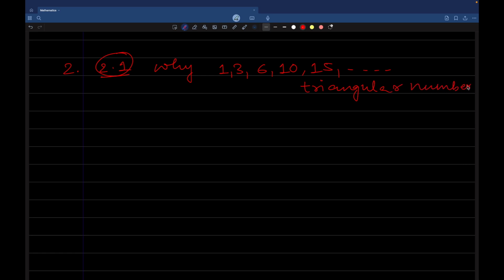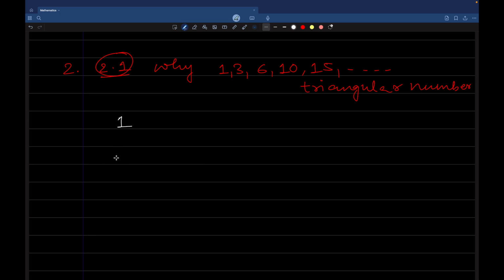The question says that there are 2 sub questions. 2.1: why are 1, 3, 6, 10 and 15 triangular numbers? 1, 3, 6, 10, 15 and so on are triangular numbers. Let us draw all these numbers with a picture.